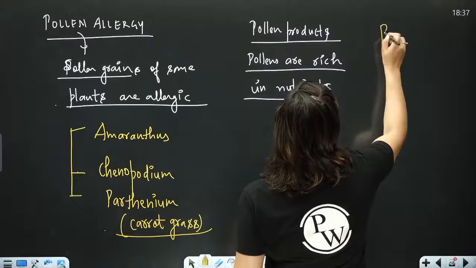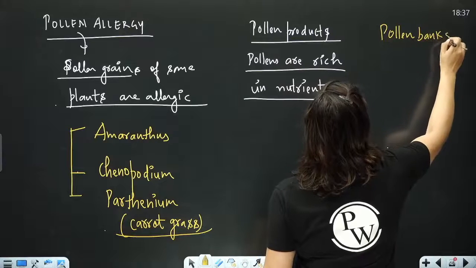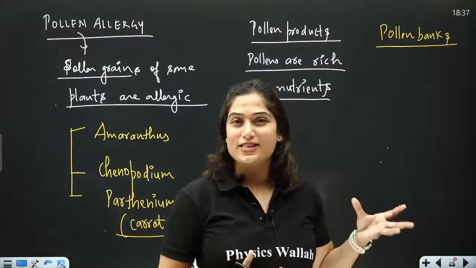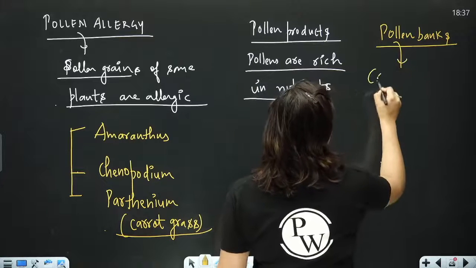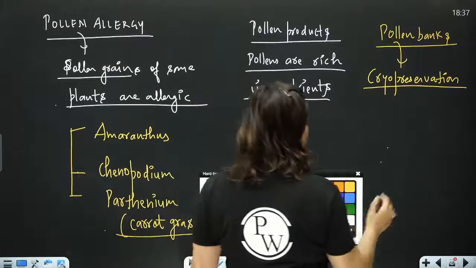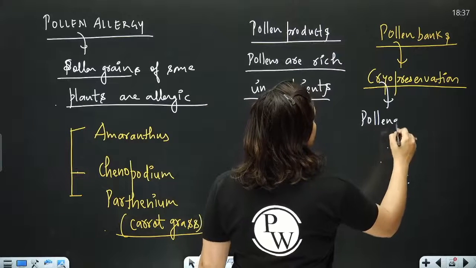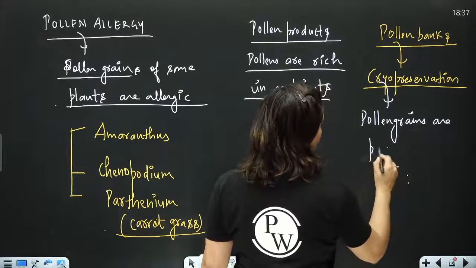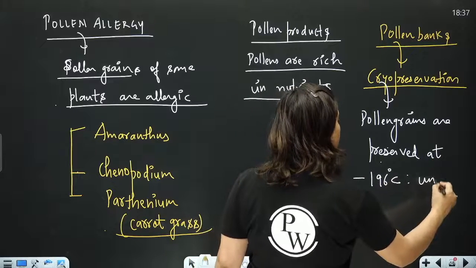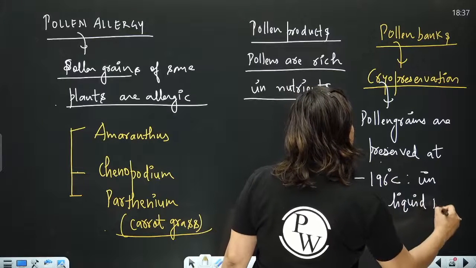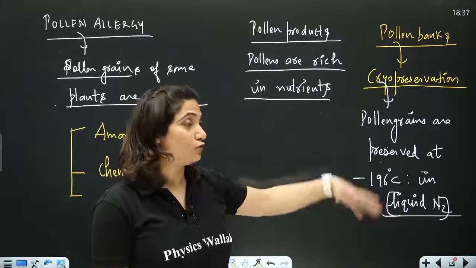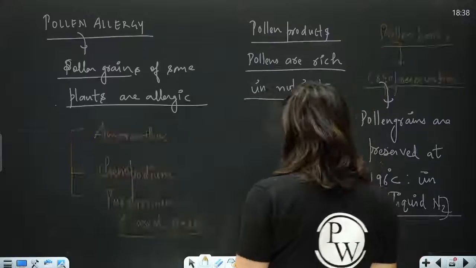Then comes the pollen banks. What are the pollen banks? The pollen grains of certain species are preserved in the laboratories for various experiments, and this is called a pollen bank. And what is done in the pollen banks? Cryopreservation. What is cryopreservation? Pollen grains are preserved at minus 196 degrees centigrade in liquid nitrogen. This question comes, very important. This is cryopreservation.